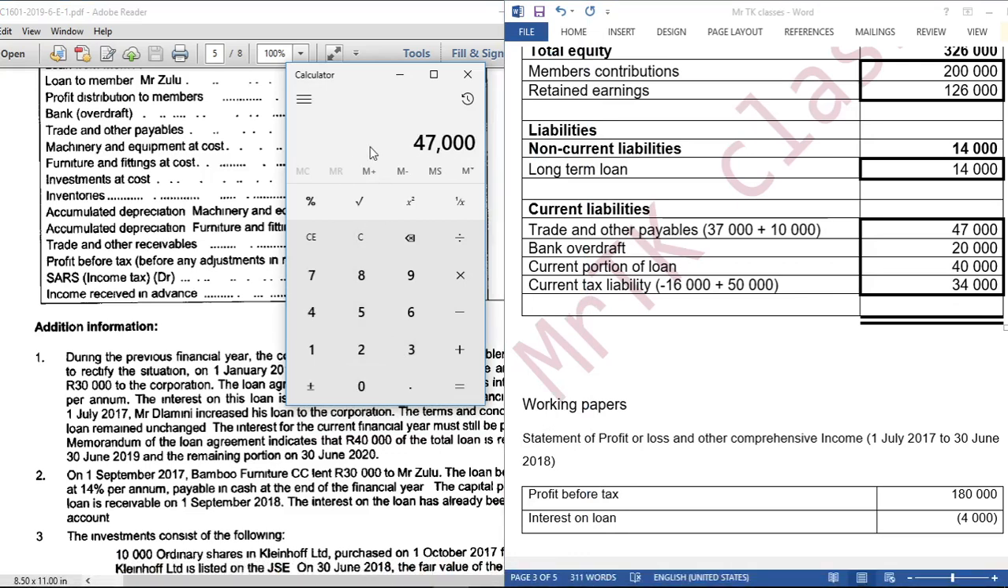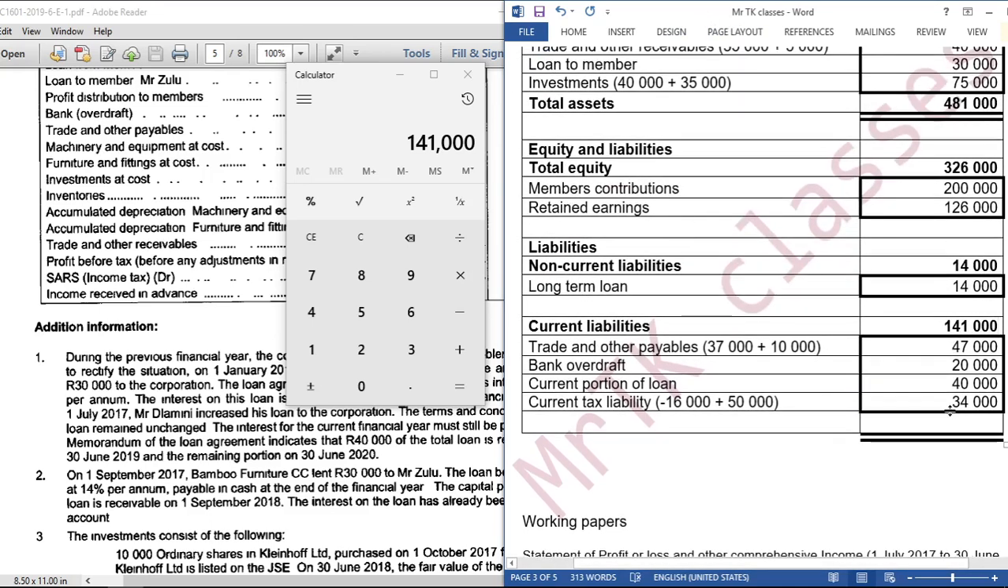Now let us do this: 47,000 plus 20,000 plus 40,000 plus 34,000. We are going to get 141,000. Then we need this total, which is called total equity and liabilities.